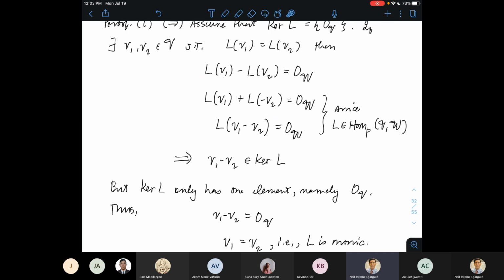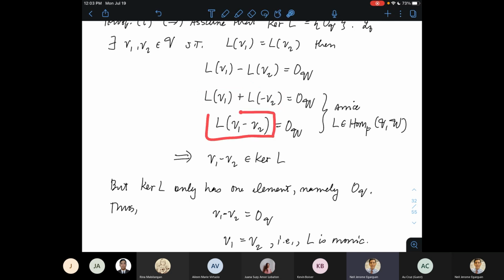So that's fine. And then I'm going to use the linearity of L. Remember, L is a linear map, so it preserves vector addition. And so this guy can be written as this guy, all right? And now what we have is that this image, L of V1 minus V2, is equal to the 0 vector, all right? So by definition, V1 minus V2 has the 0 vector as its image. So therefore, V1 minus V2 must be in the kernel of L. All fine? Okay, I hope everything is well.